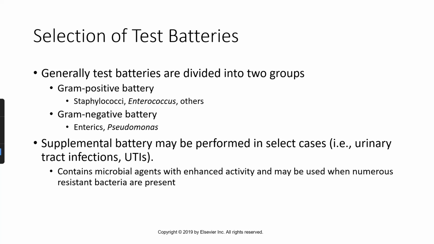Generally, there's test batteries, which are combinations of different types of antibiotics that we would test for certain microorganisms. Generally, test batteries are divided into two main groups: the gram-positive battery and the gram-negative battery. The gram-positive battery tests for antibiotics that would be useful in treating staphylococci, enterococci, and other types of gram-positive infections. The gram-negative battery would have antibiotics that are typically used for treating infections with enterics, or those gram-negative bacteria that live in the gut, and Pseudomonas.